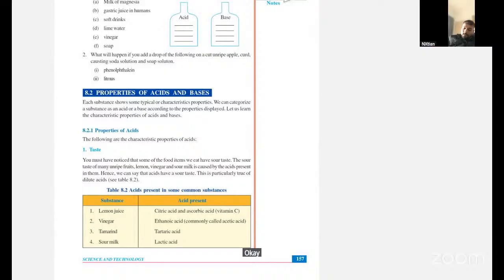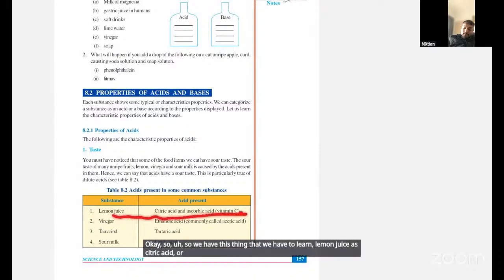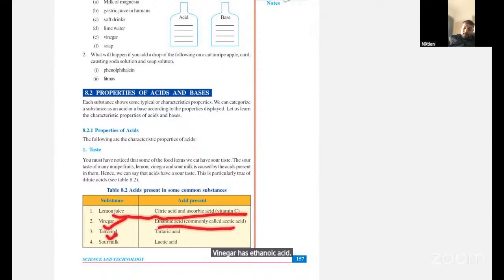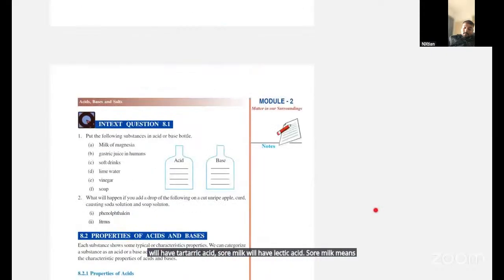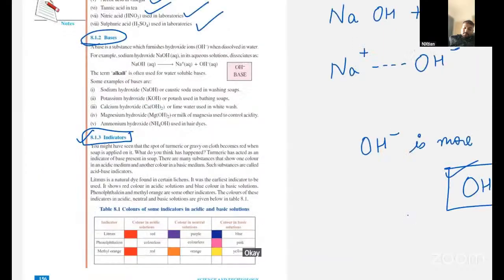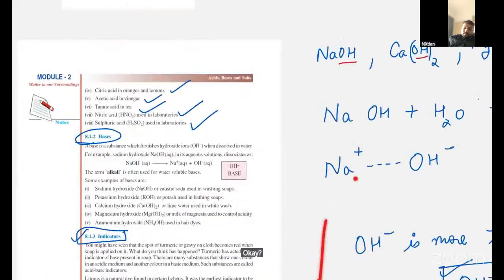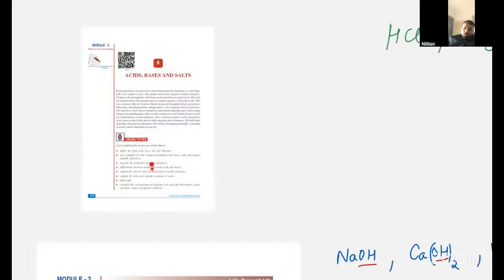So we have this thing that we have to learn. Lemon juice has citric acid. Vinegar has ethanoic acid. Tamarind has tartaric acid. Sour milk has lactic acid. Sour milk means curd only. Okay. Got it? Yes or no? Yes, sir.